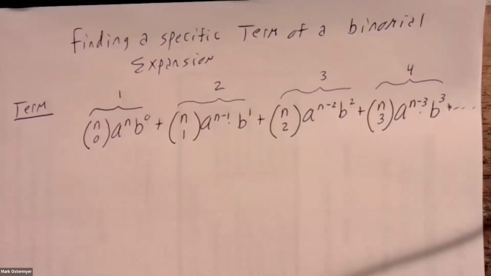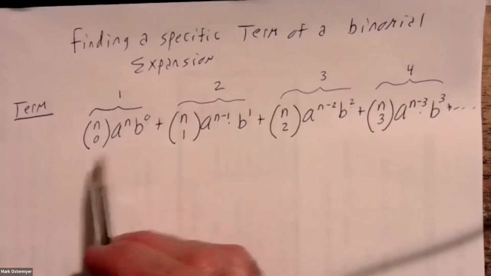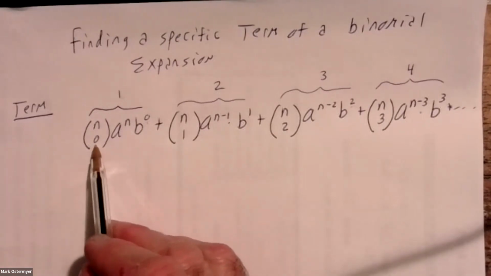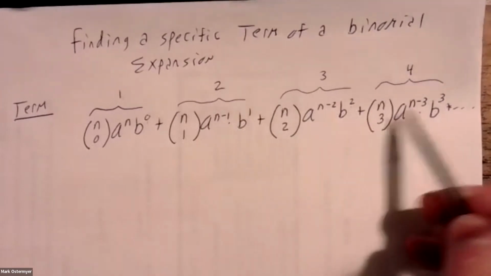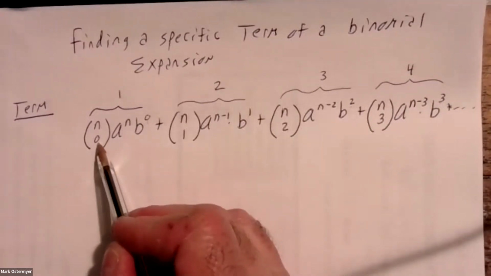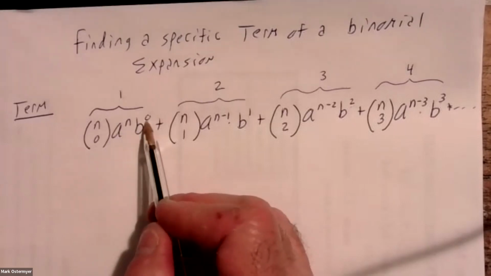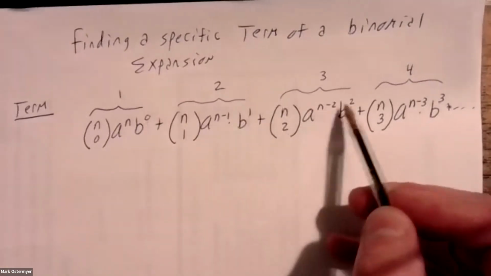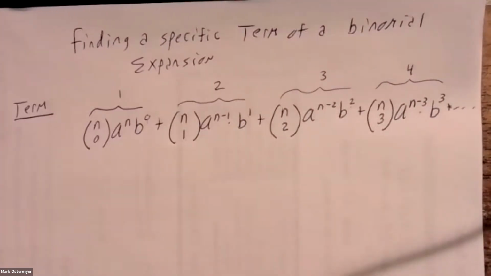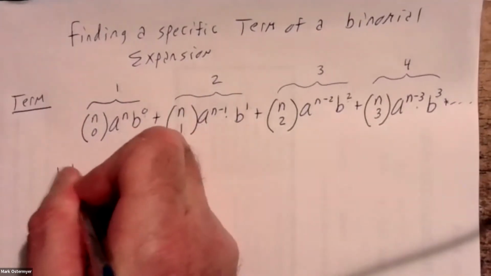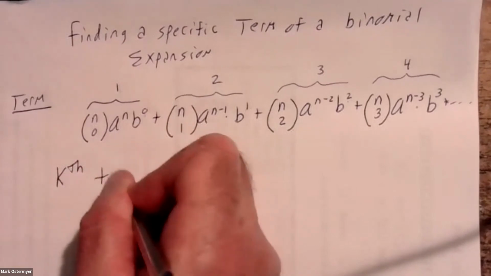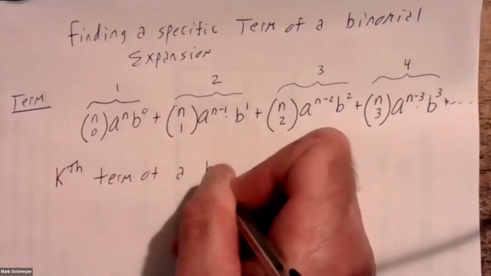The next pattern we need to understand is how the bottom number of our combinations relates to the power on B. You can see that the bottom number of our combination is equal to the exponent on B. Everybody see that there? All right, so with that, ladies and gentlemen, we can now develop an interesting and very powerful little formula to find the kth term of a binomial expansion.